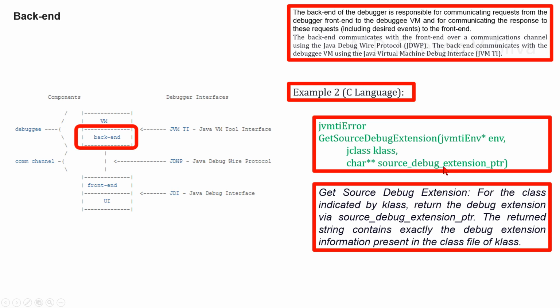Here the klass is of jclass type, the class query; the source_debug_extension_ptr is char**. The agent passes a pointer to a char* string. On return, the char* string points to a newly allocated array. The array should be freed with Deallocate.